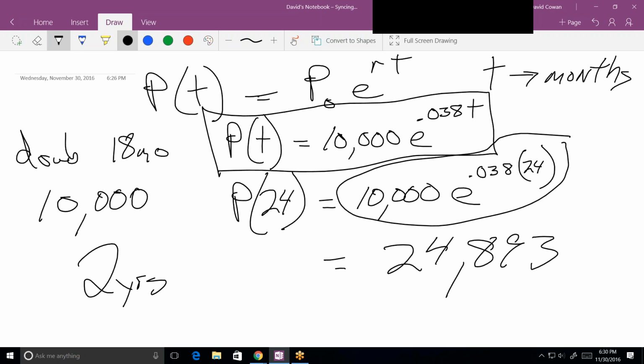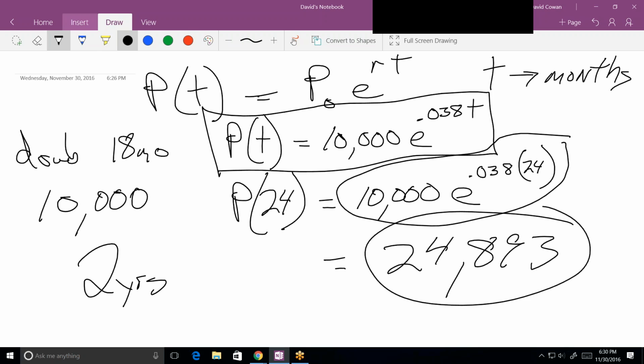In other words, always a good idea to do a ballpark check. If something doubles in 18 months, what's it going to do in 2 years? Well, it's not going to go up by a factor of 10. It's going to go from 10,000 to 20,000 in the first 3 quarters of our time span. So it can't grow that much more after that. So that's a very reasonable answer.